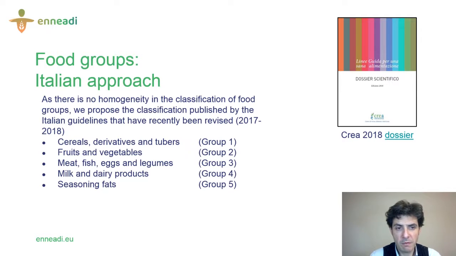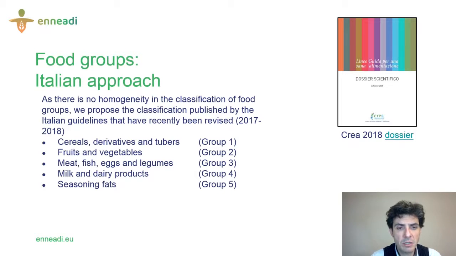So we have 5 groups: the group of cereals, derivatives and tubers. The second one is fruits and vegetables. Then we have group 3 with meat, fish, eggs and legumes. The group of dairy products and milk. And the group of seasoning fats. We can immediately understand that each one of these groups is characterized by a certain aspect.